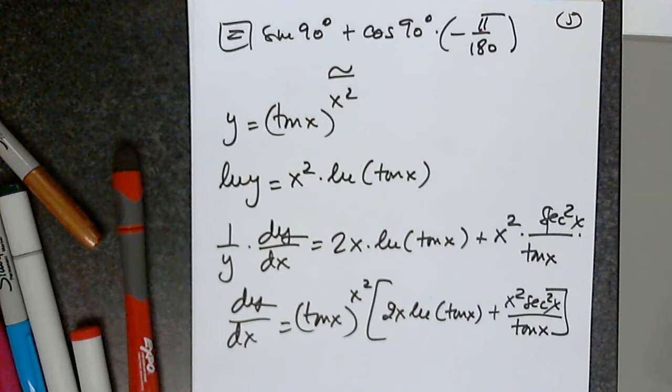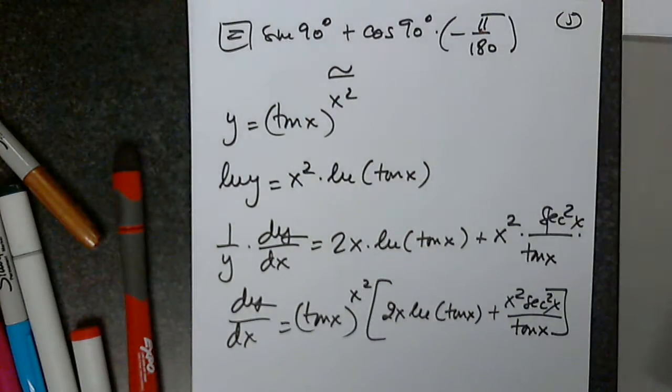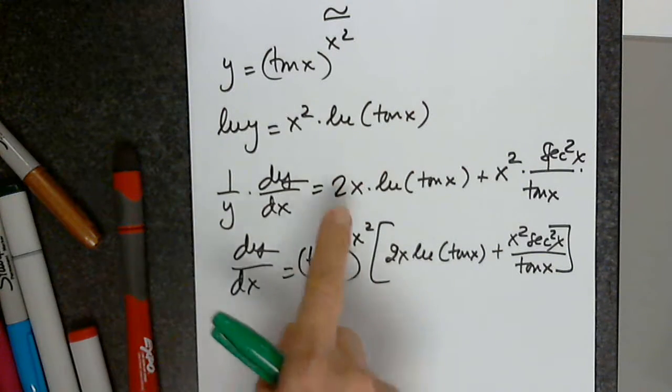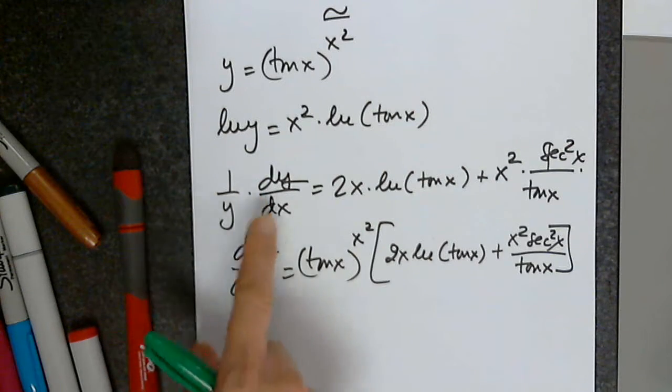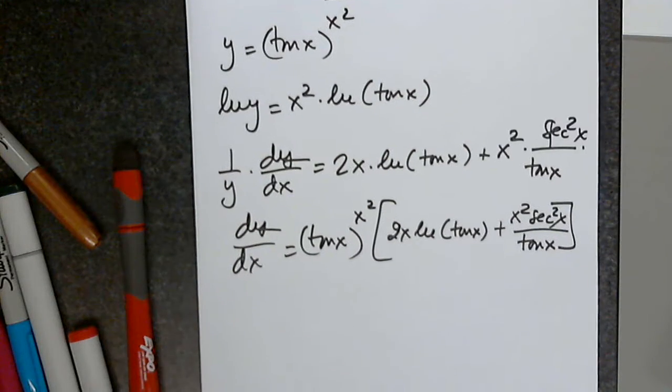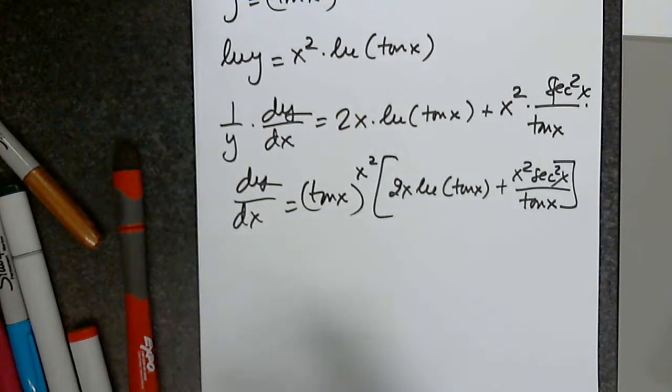Is this clear? What happens to the 1 over y? I multiply both sides by y. Because I'm solving for dy over dx, I have to multiply both sides by y. Okay, anything else? Yes, Thomas?